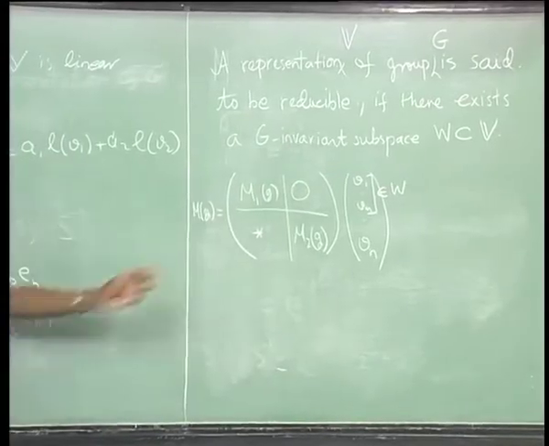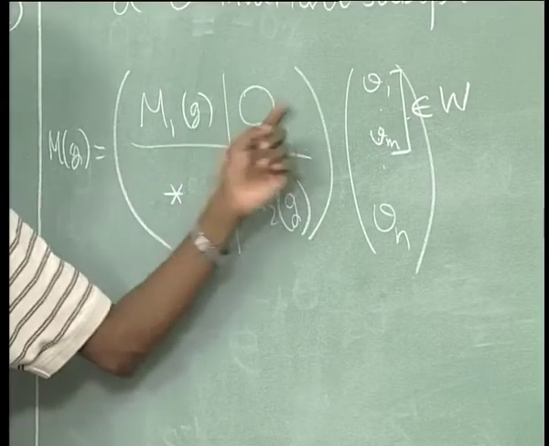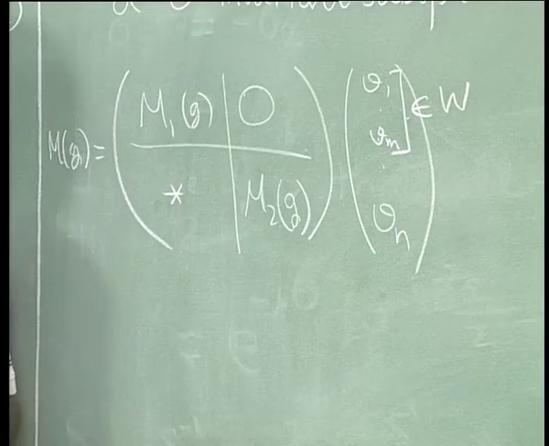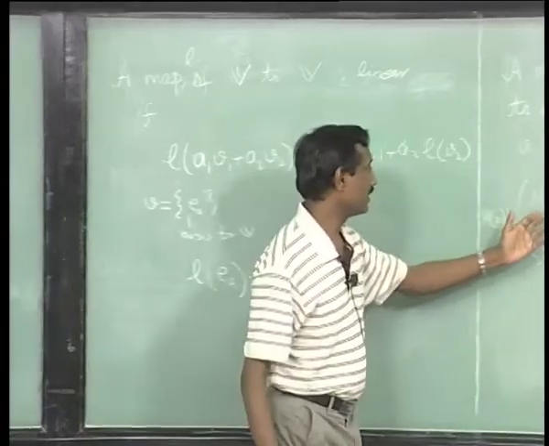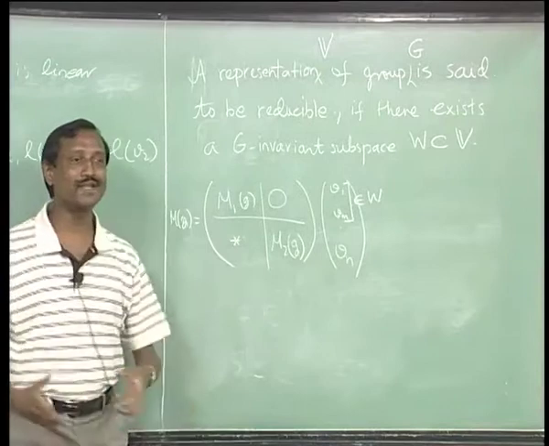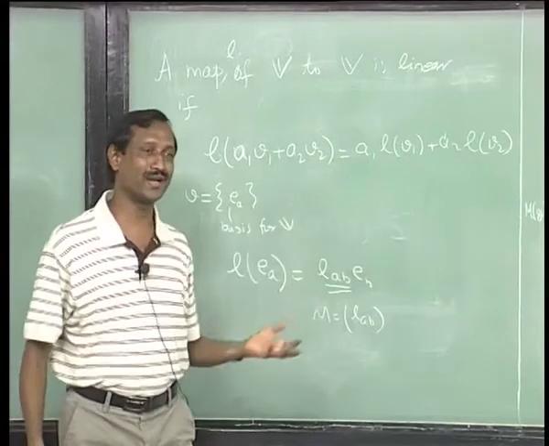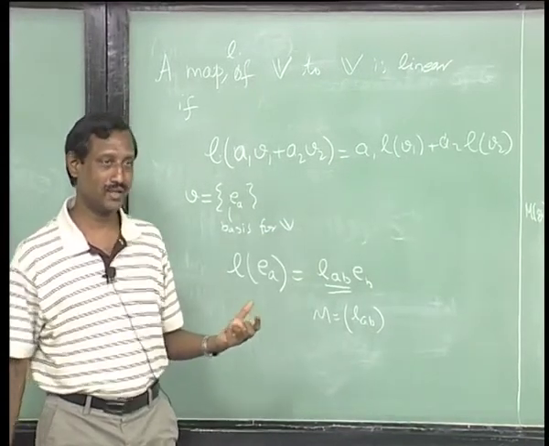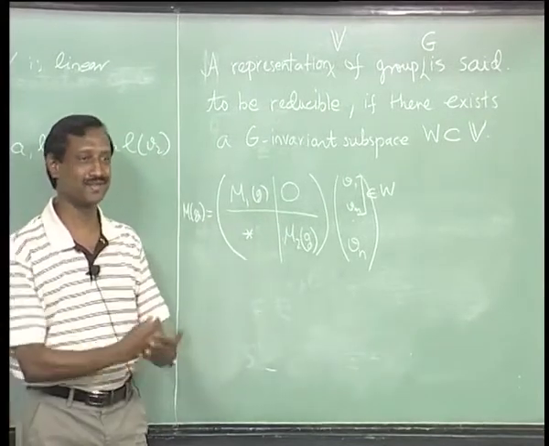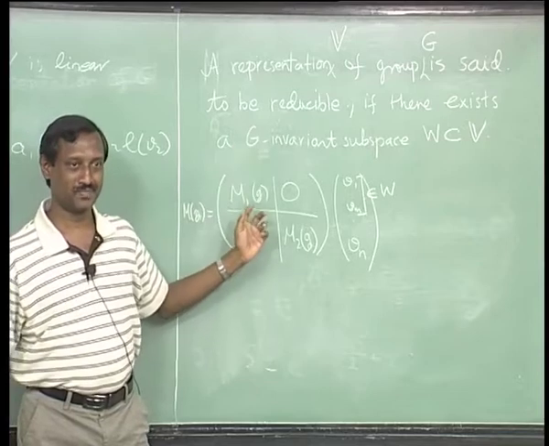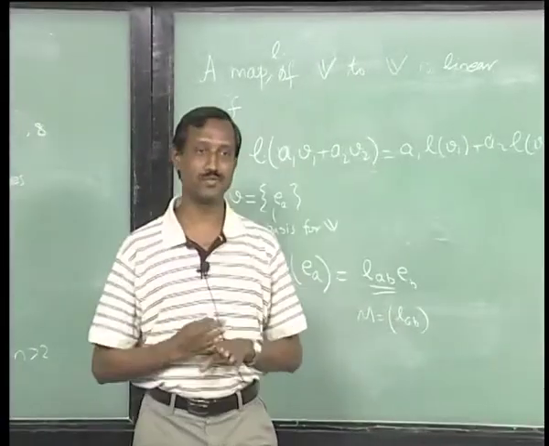Of course it need not come in this form, because I can always make a similarity transformation and make it look messy. So just because you find that in your presentation somebody gave you a bunch of matrices, and it did not look like it had this block diagonal form, you should not let yourself think that it is irreducible. If it does not have any G-invariant subspaces, then you would say that it is irreducible.